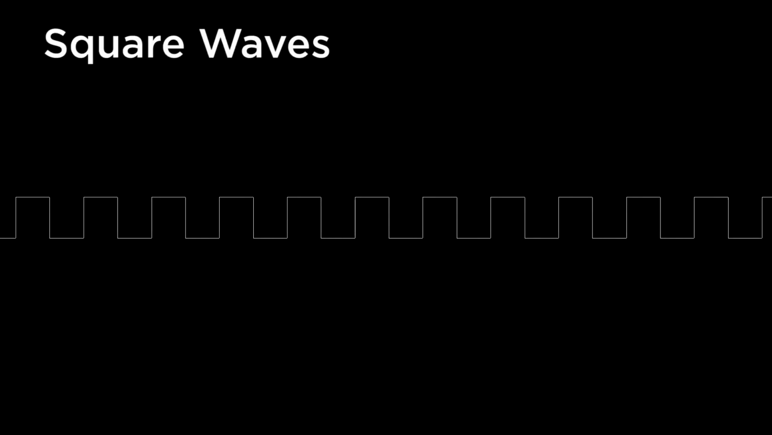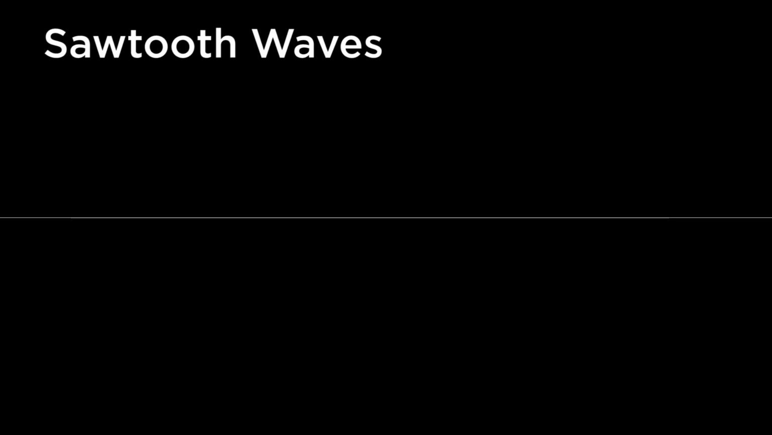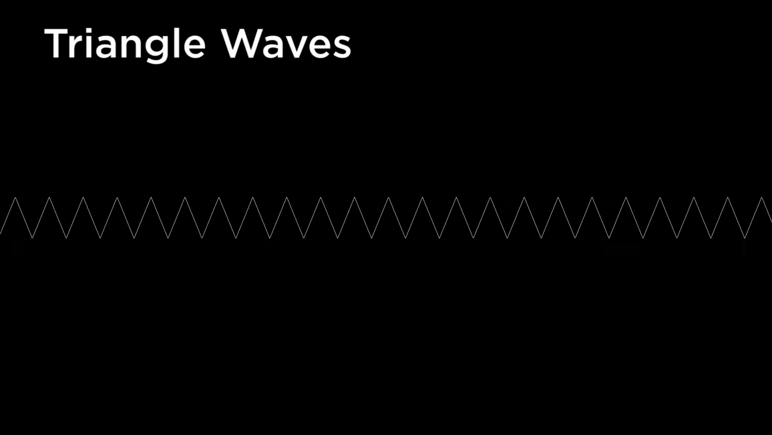This is a demonstration of the look, sound, and use of the simple sound waves. There are 5 types of sound waves that I consider to be simple: square waves, sawtooth waves, triangle waves, sine waves, and noise.